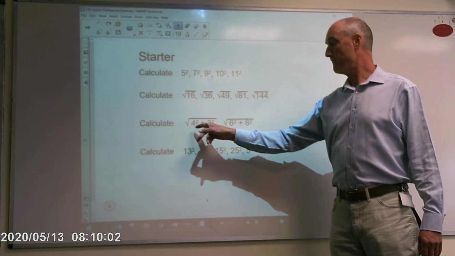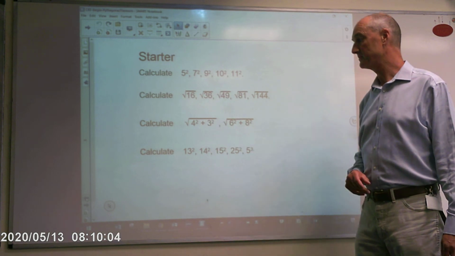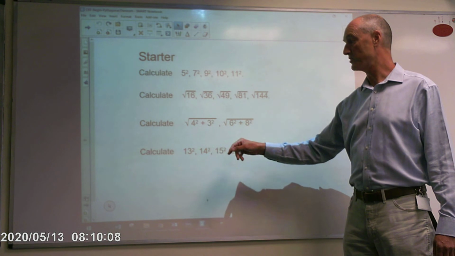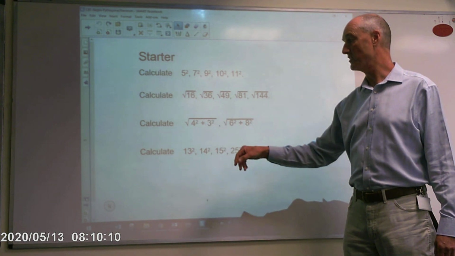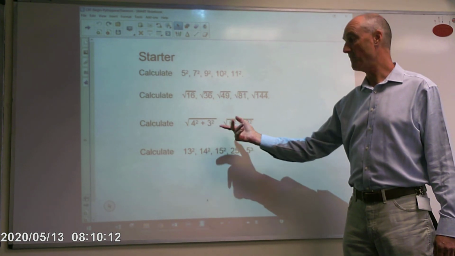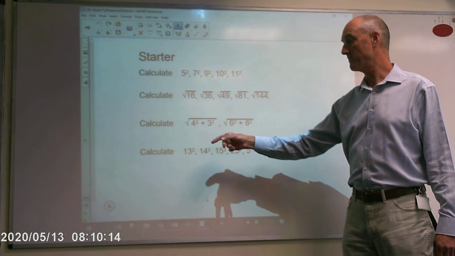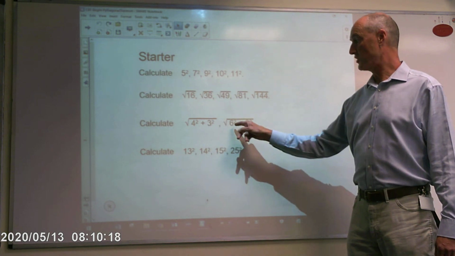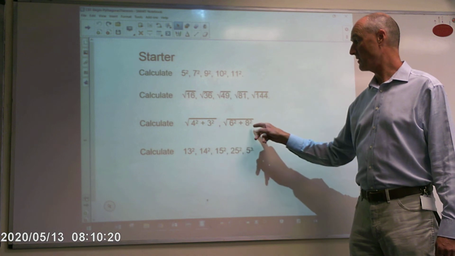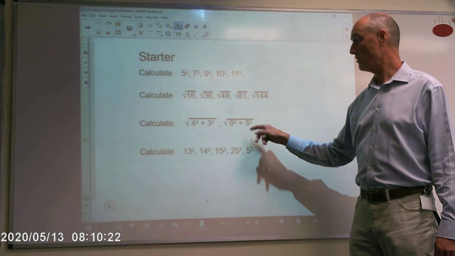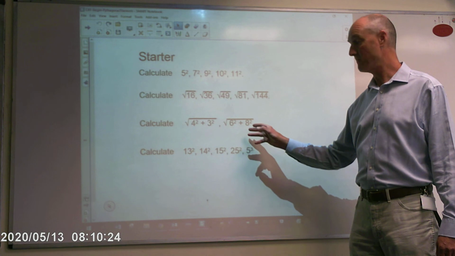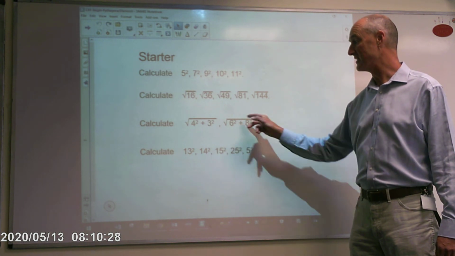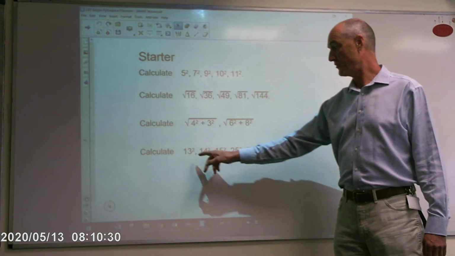What about 4 squared plus 3 squared? 4 squared is 16. Added to 3 squared, which is 9. So you've got 16 added to 9. That gives you 25. What's the square root of 25? The square root of 25 is 5. 6 squared is 36. 8 squared is 64. 36 added to 64 gives you 100. What's the square root of 100? It is 10.